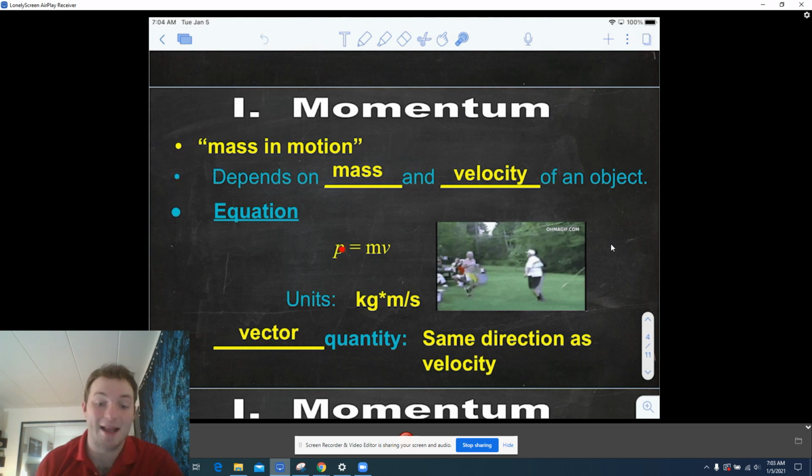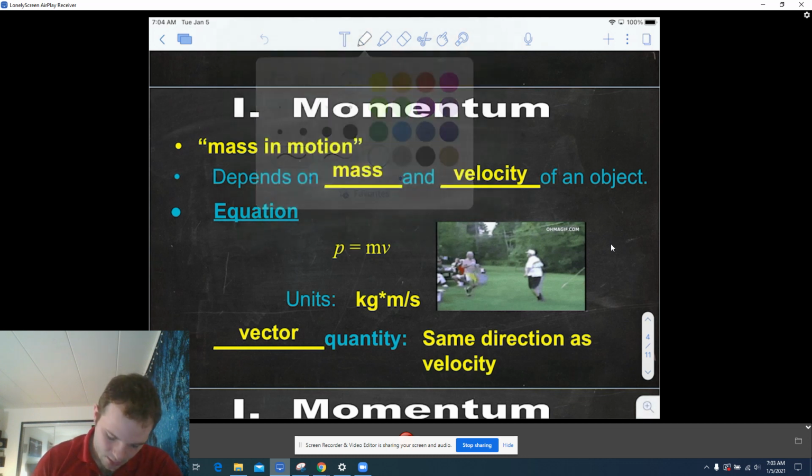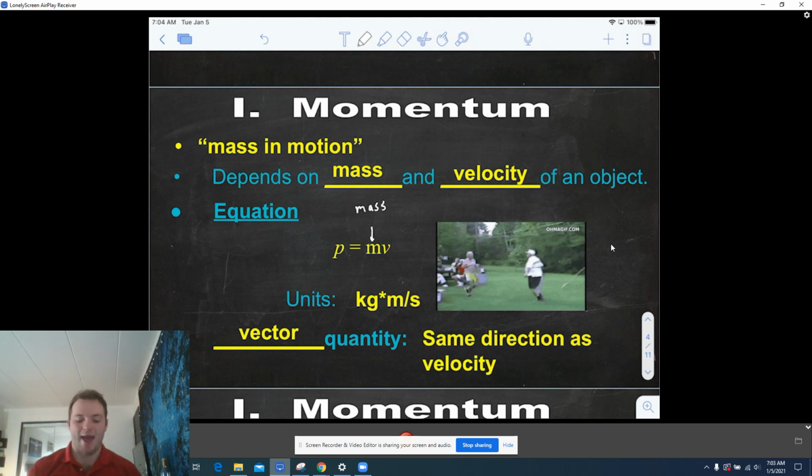P stands for momentum for us. If we remember, M stands for mass. So momentum is mass times velocity. The units are a little weird. They match up with the equation, but they're not anything nice like newtons. So the units are kilograms times meters per second. So that's going to be our units here.